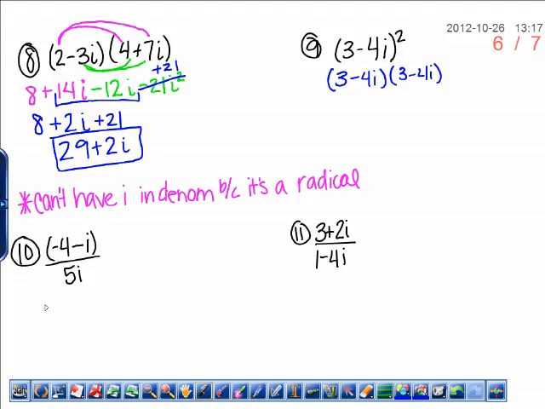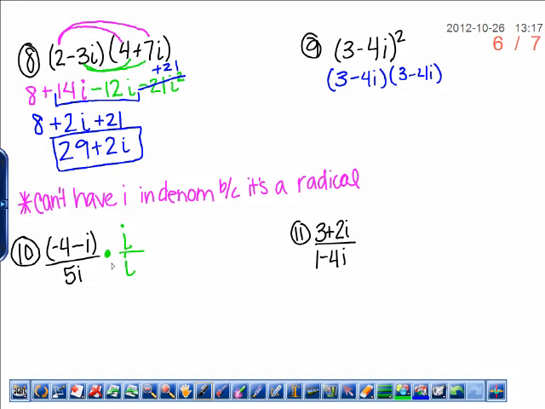There's an I in the denominator. So what do you think I can multiply the top and the bottom by? I don't have to do 5I, just I. You could do 5I. It won't give you a wrong answer. You'll just have more work simplifying.